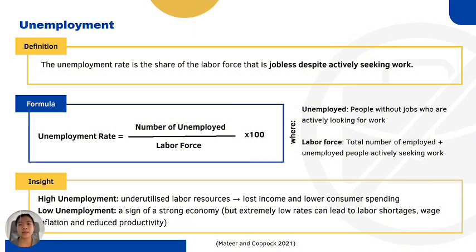So the third economic indicator is the unemployment rate, which is the share of the labor force that is jobless despite actively seeking work. So this is the formula to calculate the unemployment rate. And the rate of unemployment can provide insights into the economy, in which high unemployment indicates underutilized labor resources, leading to lost income for workers and reduced consumer spending, which can slow economic growth. Meanwhile, low unemployment reflects a strong economy with robust job creation.